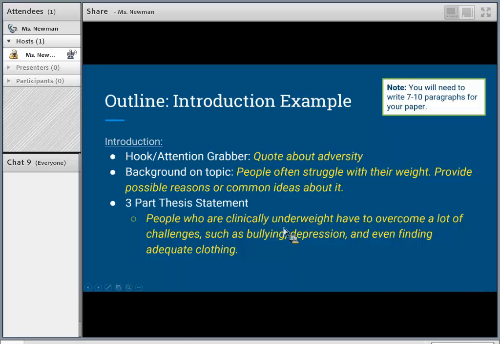Okay, so they've stated the topic, which is that they're talking about people who are underweight, and then their either opinion or claim about it is that they have to overcome a lot of challenges. That's the point they're trying to prove. And then their support, they're identifying some of those challenges that they're going to discuss in their paper: the bullying, depression, and clothing. So note here, you will need to write about 7 to 10 paragraphs for your paper to make it 2 to 3 pages long.